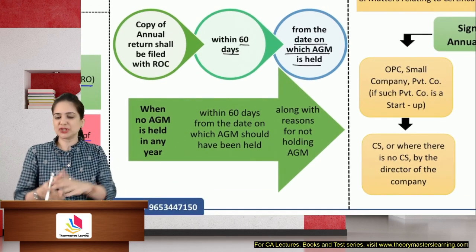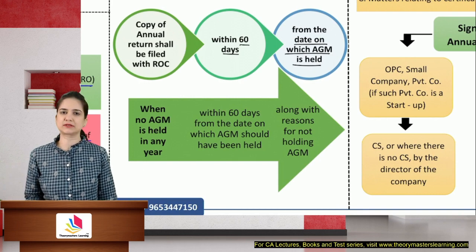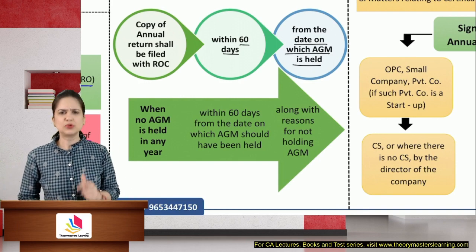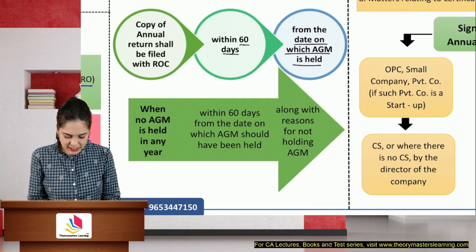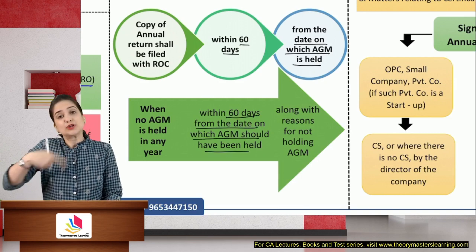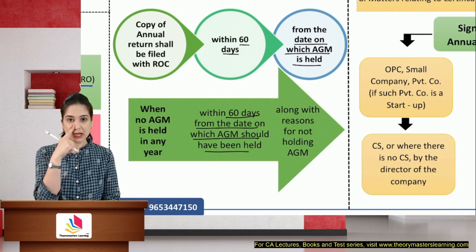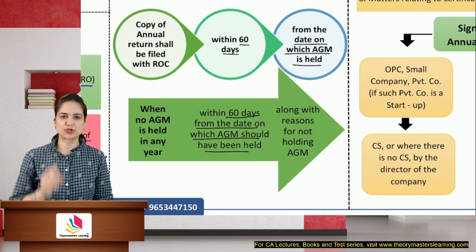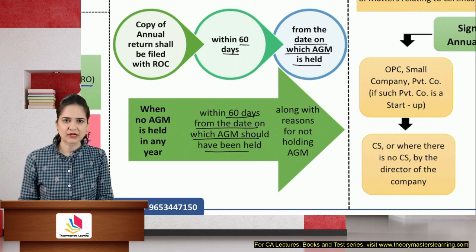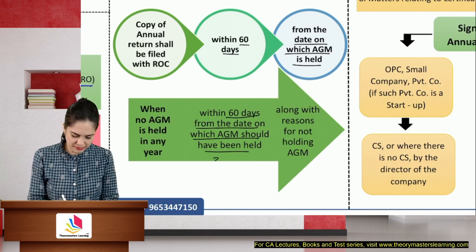But what if the AGM is not held in that particular year? Then law says you need to still file the annual return within 60 days from the date on which the AGM should have been held. Okay. Normally, the annual general meeting is to be held within 6 months from the closure of the financial year. I'm talking about the subsequent meeting. So the last day for holding the annual general meeting is ideally 30th September of every year.